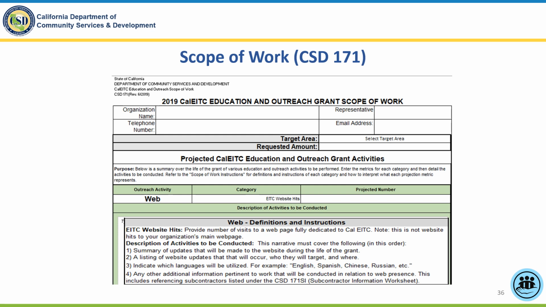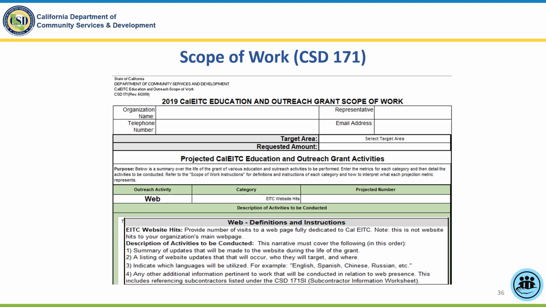Let's consider the example of 100,000. This projection indicates that by definition, the applicant projects that between October 2019 and June 2020, its CalEITC website will witness 100,000 views. Now let's review description of activities to be conducted.